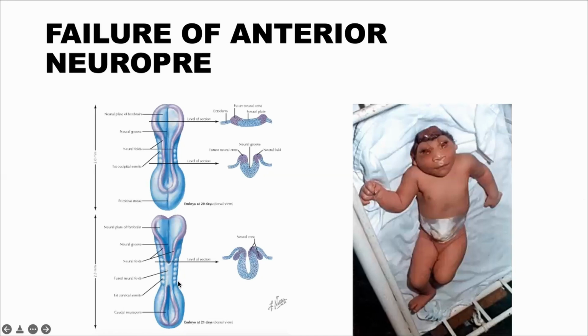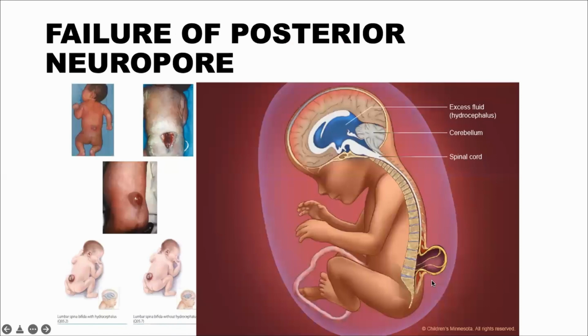And then if it happens at the back, you will also have a defect. It can be spina bifida, myelocele, or meningomyelocele, which means that there's a defect in the posterior wall because the posterior pore did not close. So you basically can have the meninges and spinal nerve sticking out of it as a result of failure of it to close.